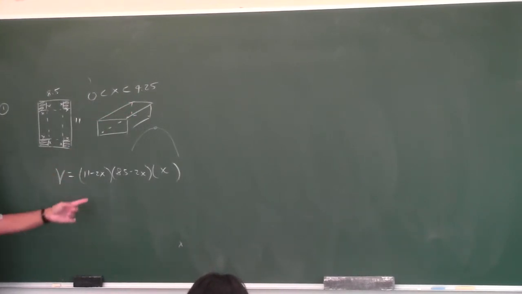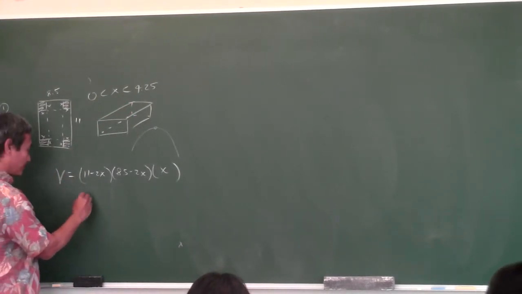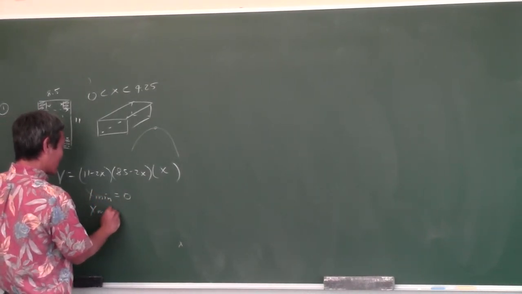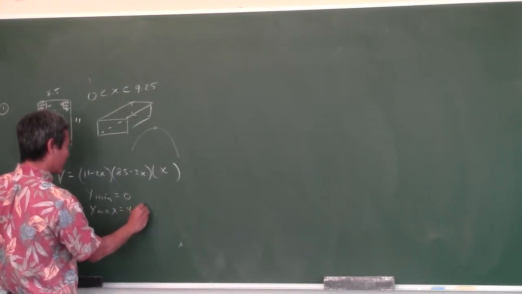So practice now. Punch this in on your calculator. X min should be zero. X max should be 4.25.